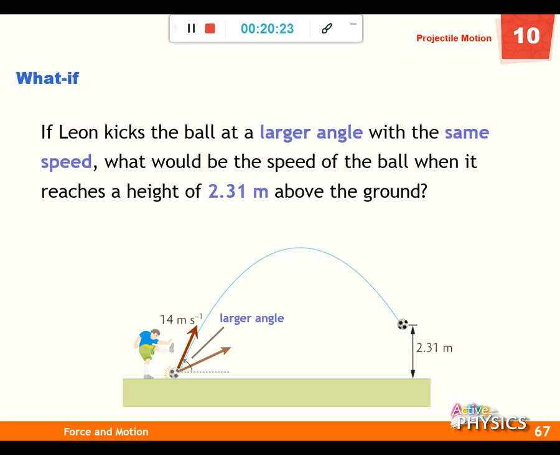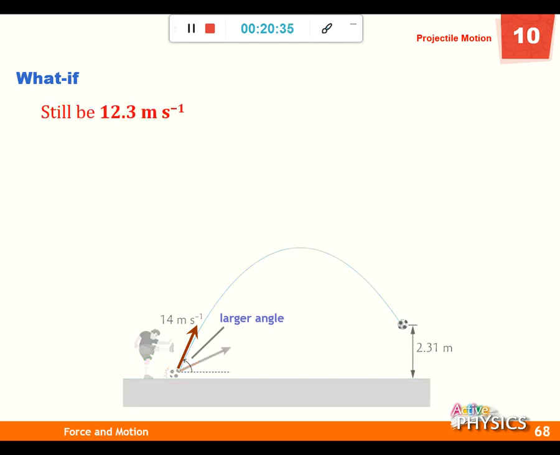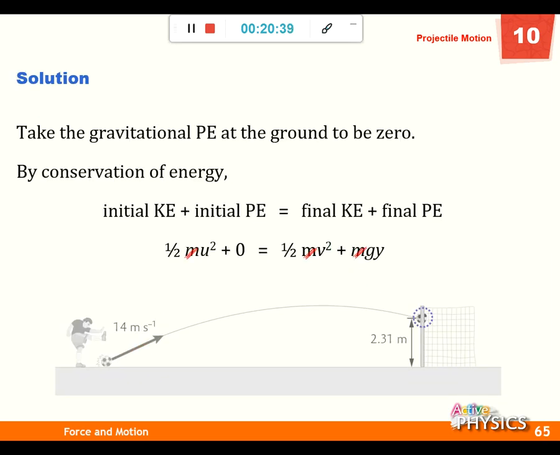Here, if he kicked the ball at a larger angle with the same speed, what will be the speed of the ball when it enters the height 2.31? Still this one, because you can go back to this equation. You can find that theta is not important. You haven't used any theta, so if you change theta, but the final y is the same, the speed is the same.